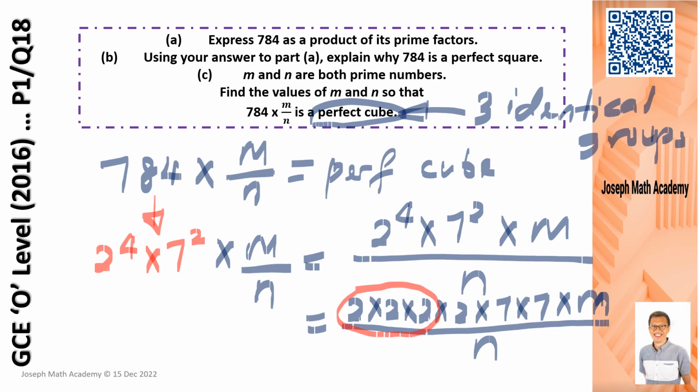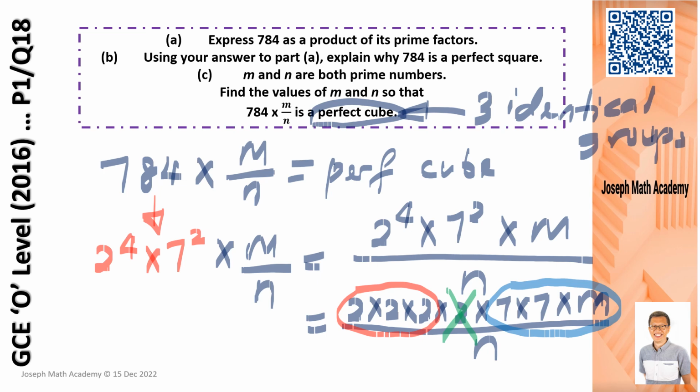Then how about 7? Then 7 we can't, so it's okay. Assuming m belongs to 7. Right? Assuming m belongs to 7. Okay? So we need to get rid of these 2. We all need to get rid of these 2.